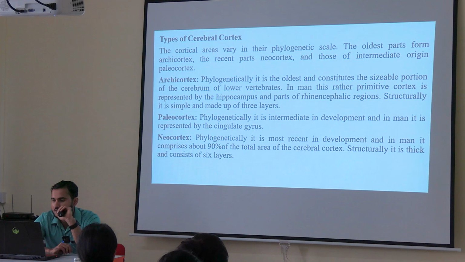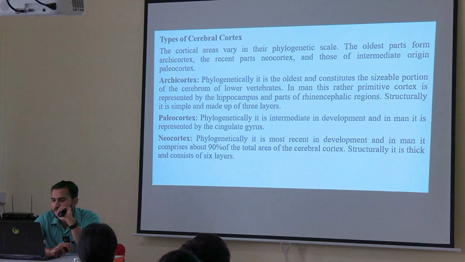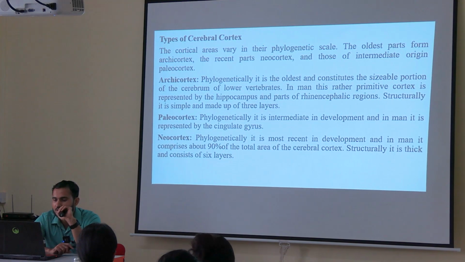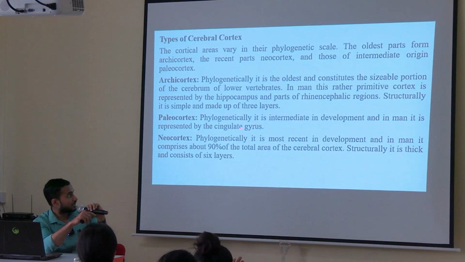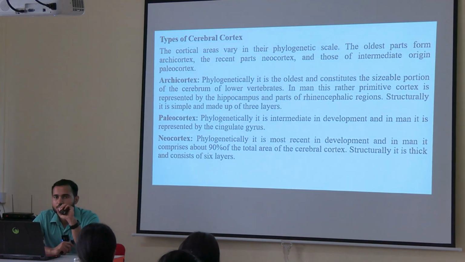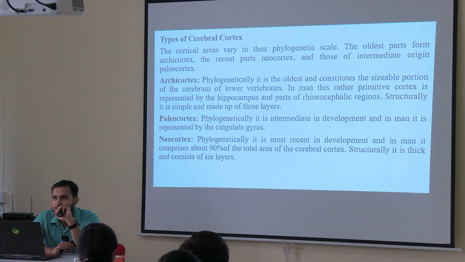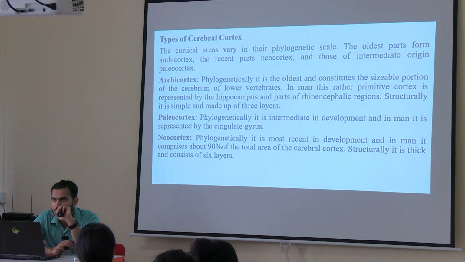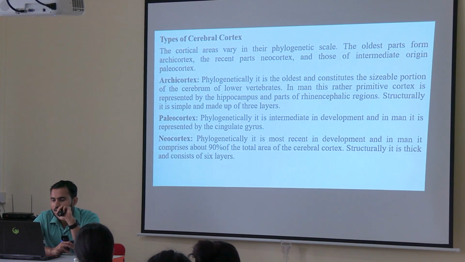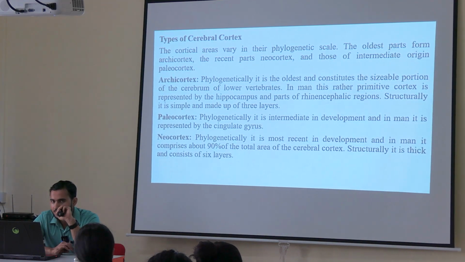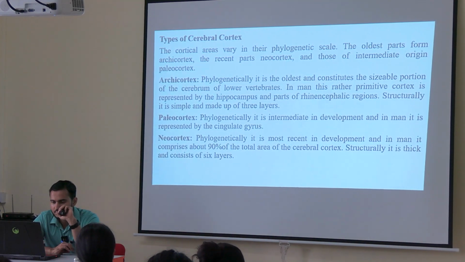Next, paleocortex. It is intermediate in development, and in human beings it is represented by the cingulate gyrus. I hope you have studied the sulcus and gyrus of the brain. So the cingulate gyrus is the only representative of the paleocortex.